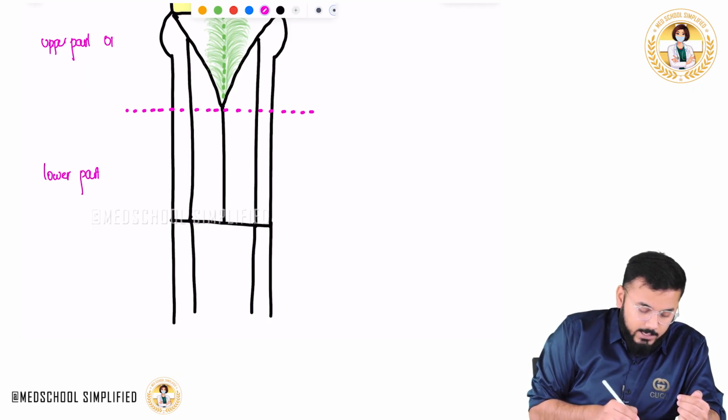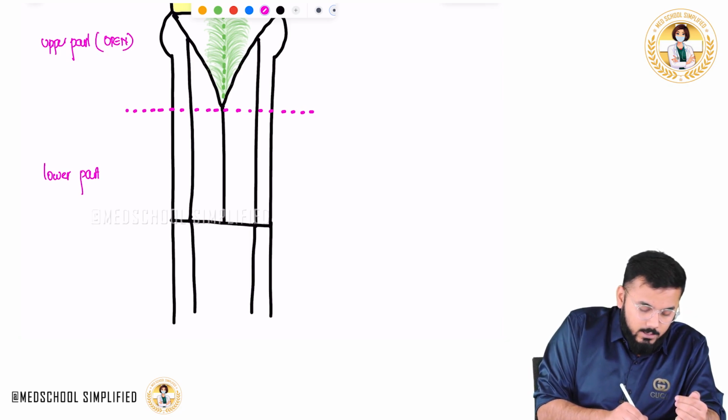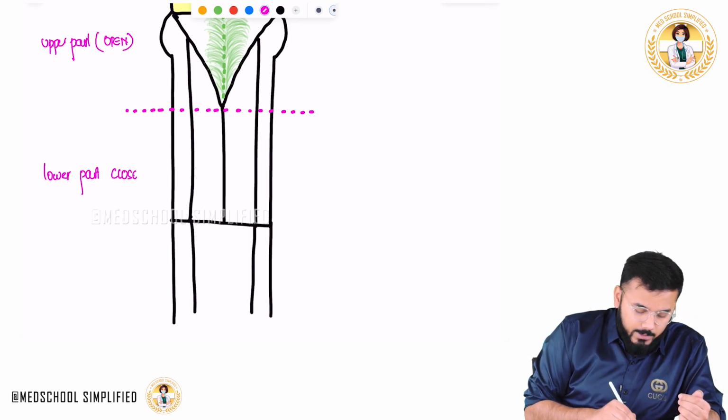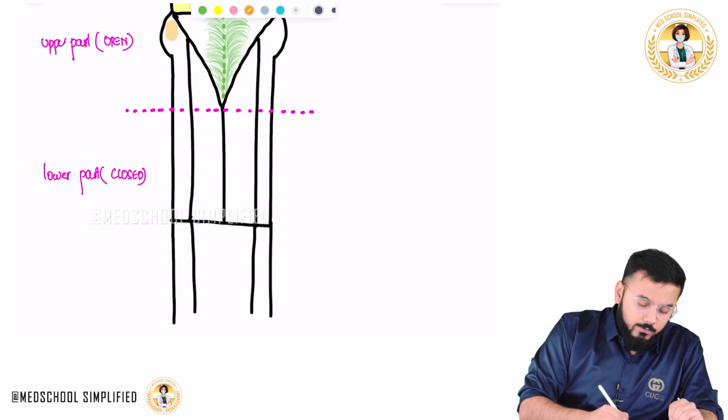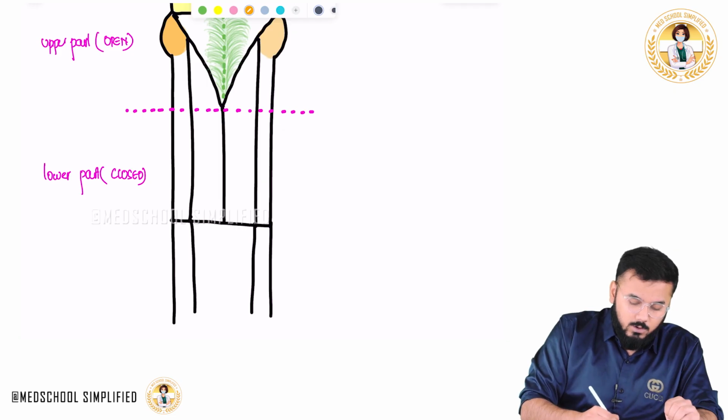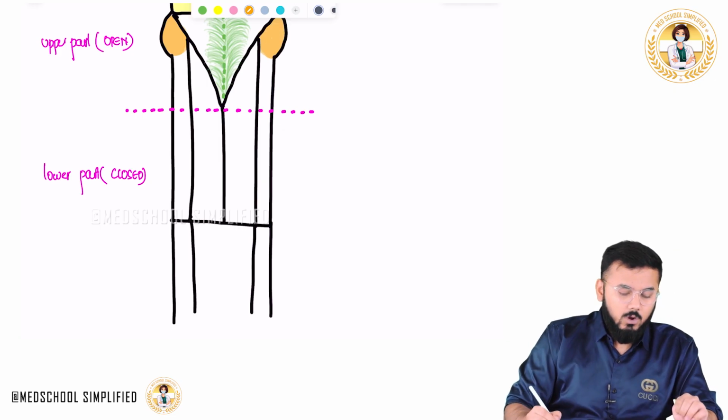So the upper part is open and the lower part is closed, right? So this thing all of you know. Second important thing not to forget, on either side over here you have these two structures. These two structures are called your olives.